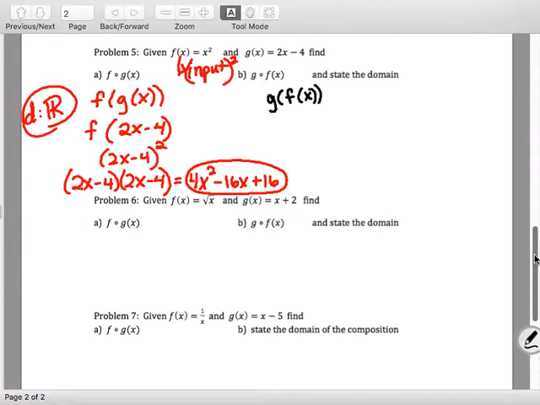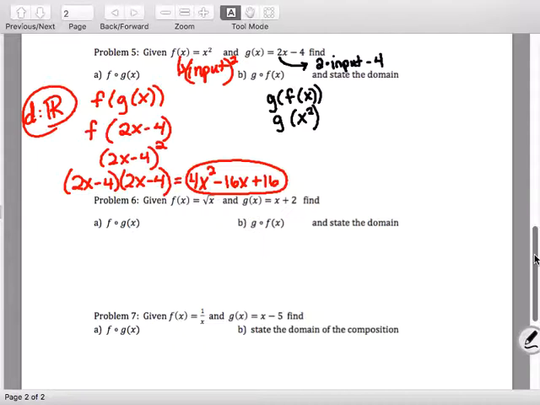All right, let's try letter B. If I have g of f of x, so the inside function is f. So I replace f of x with x squared. Then you go to g, and maybe rewrite it like I'm doing it up here. Rewrite the x like this, so that it's 2 times the input minus 4.